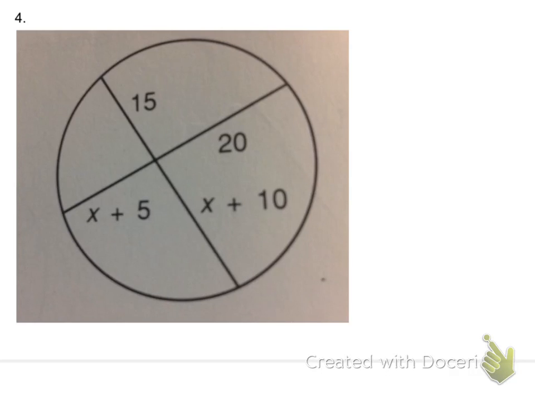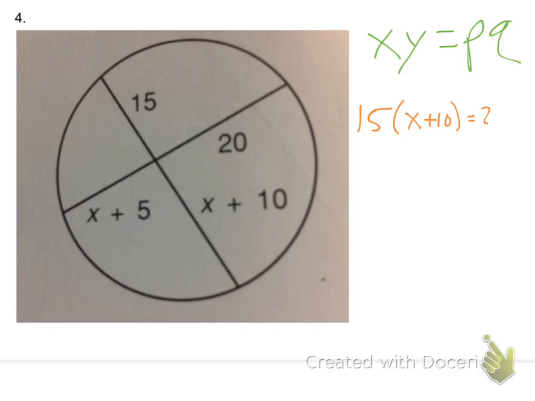Guys, this one is going down to that chord idea that when you have two chords that cross, their pieces multiplied together equal each other. PX times PY equals PQ times... We did that the other day. That means it's really easy to set these up. 15 times what? X plus 10 equals 20 times x plus 5.